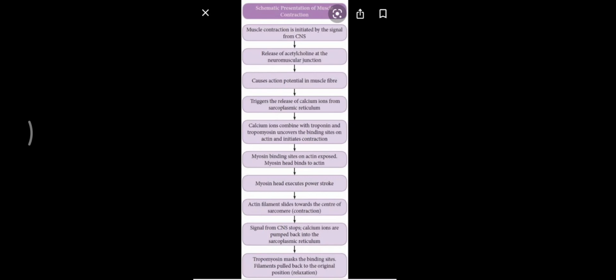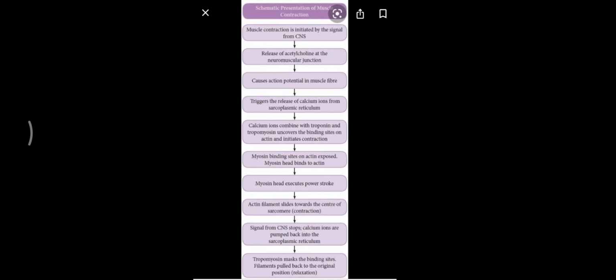I have already told you that the sarcolemma is the outer membrane of the muscle fiber. So, between this membrane of the muscle fiber and the motor neuron, there is a connection, and that connection is known as the neuromuscular junction or motor end plate.